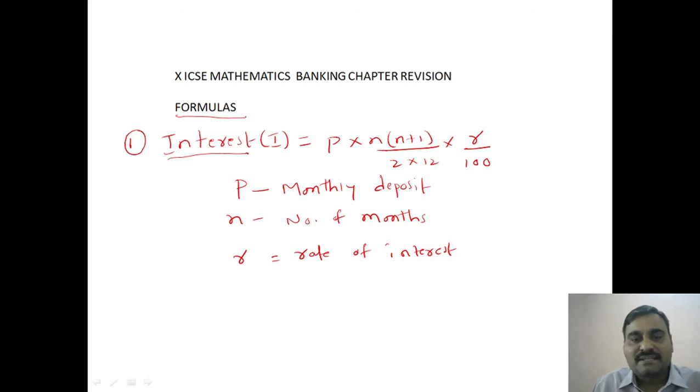So this formula is very important. Based on this formula only, we have to find even the maturity value. In order to find the maturity value, interest is compulsory. Without interest, we cannot find the maturity value. Then what is another formula? Another formula is maturity value.